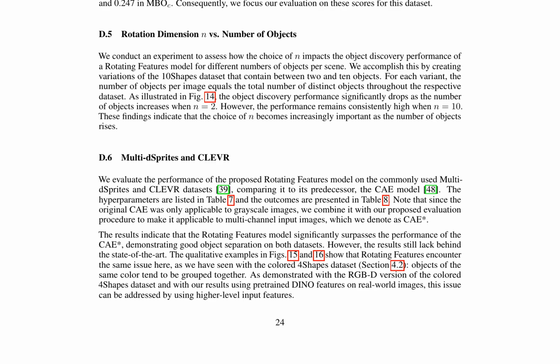The performance of the rotating features model is also evaluated on the multi-dSprites and CLEVR datasets, comparing it to its predecessor, the CAE model. The results, presented in Table 8, show that rotating features significantly outperforms CAE, demonstrating good object separation on both datasets. However, the results still lag behind the state-of-the-art. Qualitative examples in Figures 15 and 16 illustrate that rotating features encounter the issue of grouping objects of the same color together, which can be addressed by using higher-level input features.